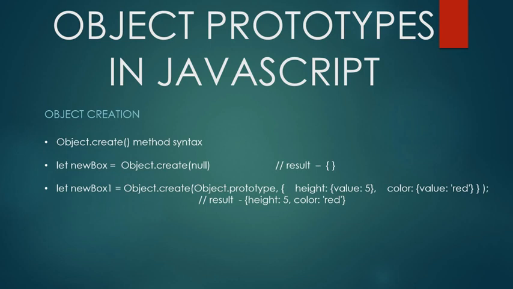And here is an example of object creation with the Object.create method, and here is the syntax. We use Object.create and pass some object inside this bracket where my cursor is. Once we do this, if we console log this new object, we'll find an empty object here. We can also create it with this syntax: Object.create, passing Object.prototype to it, and then the properties of the object. We'll see this in a demo shortly.